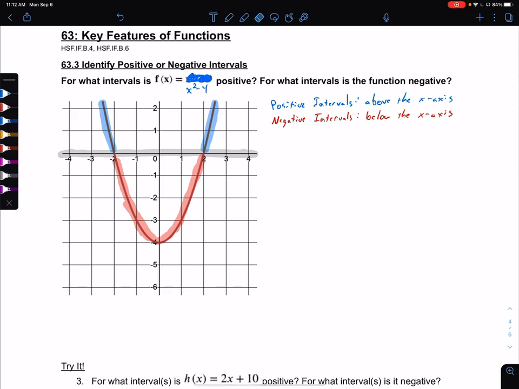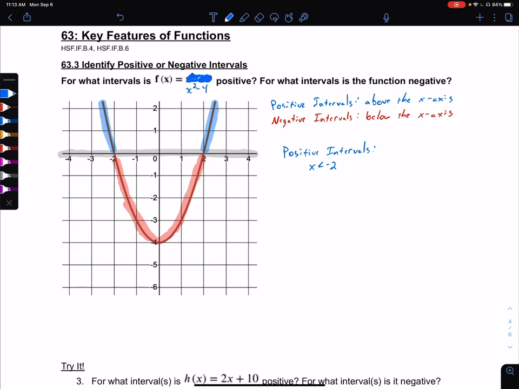So for the positive ones, let's start with positive. It looks like we have two positive intervals, one on the top left section of the graph and one on the top right section. In this piece here, we have the values where x is less than negative 2. So for positive intervals, we know x is less than negative 2. It's not equal to it, because when it's equal, it's right on the axis, and we don't want to consider that positive or negative because it's right along the axis.